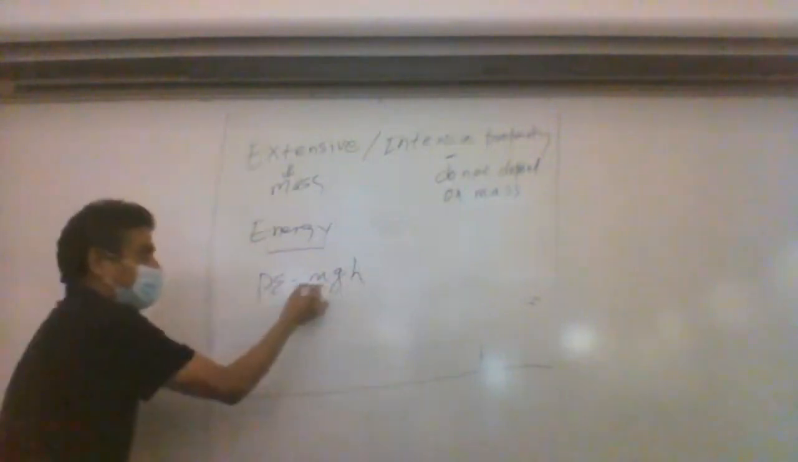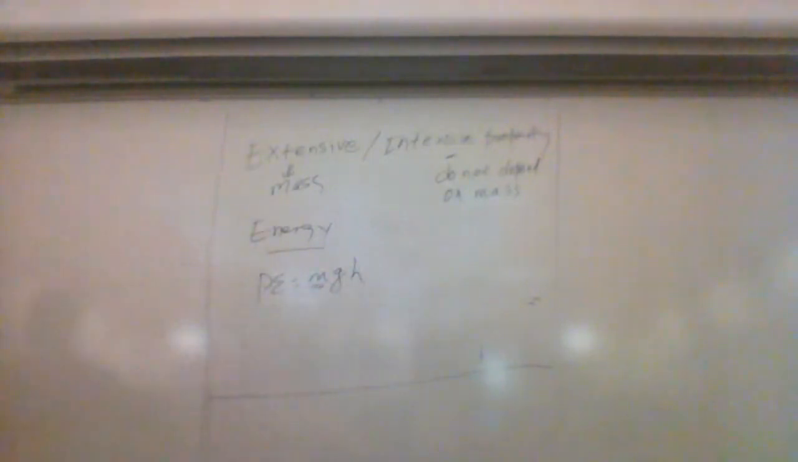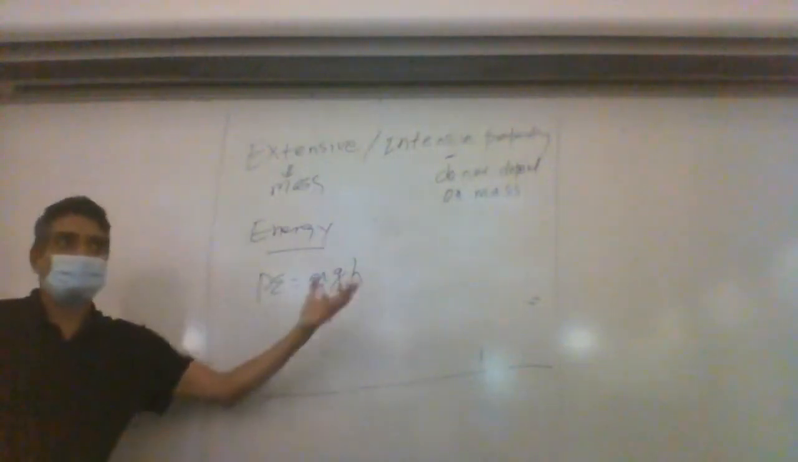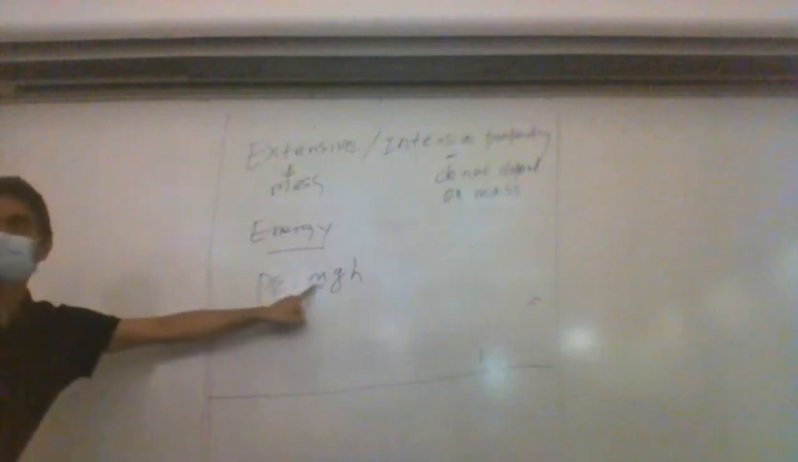You see, there is a mass term. So if you have a bigger mass, when you put those numbers in, it gives a bigger value. If you have a smaller mass, put those values in and calculate, it gives a small value. So energy is also an extensive property because it depends on mass. You see that?